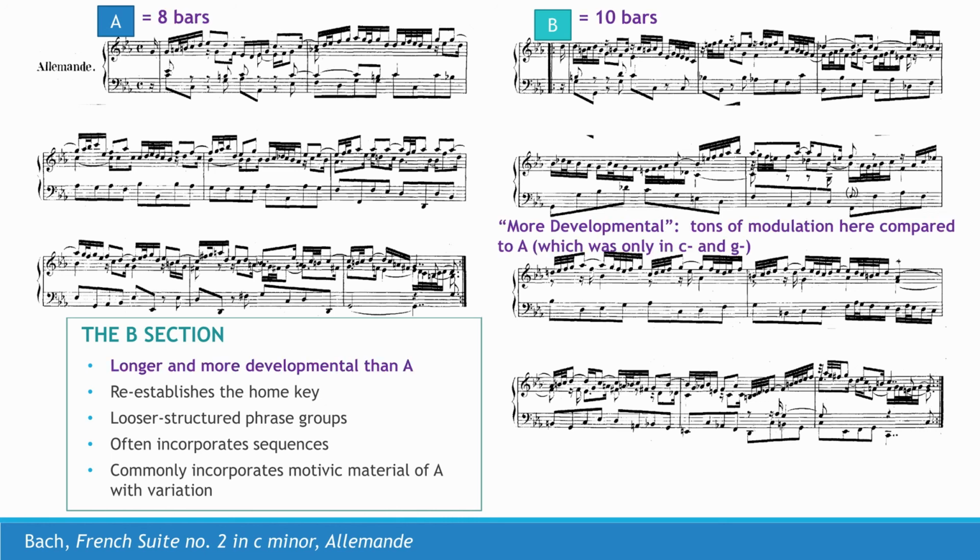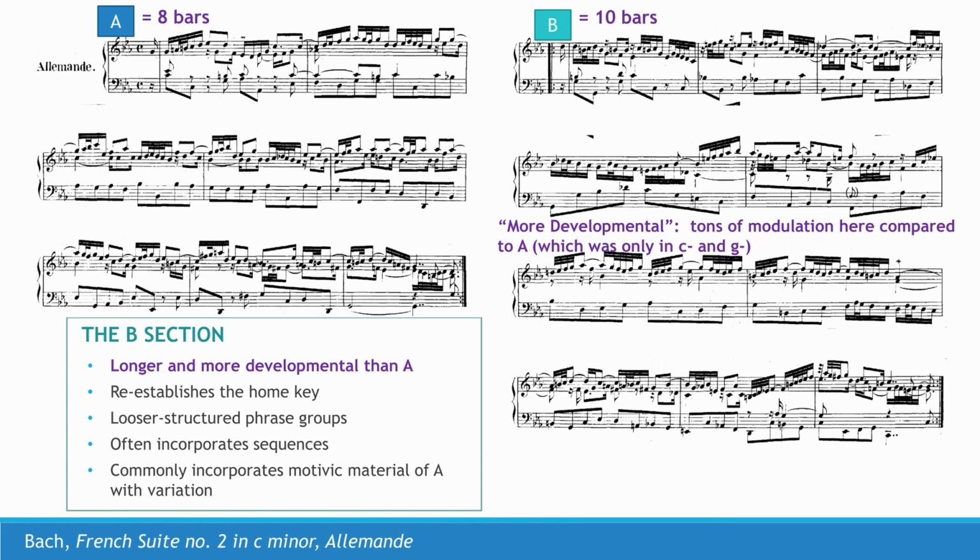You should have 8 bars for your A section and 10 bars for your B section. So this is proving, in fact, that B is longer. The more developmental bit is something you're not familiar with at this point. But in this case, I can break it down a little bit to help explain that concept.